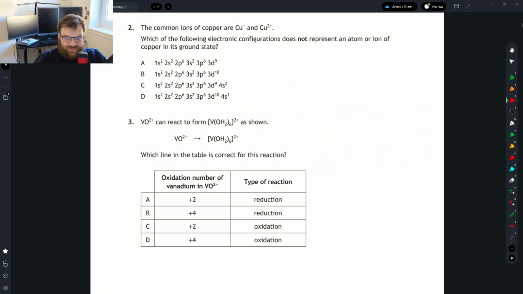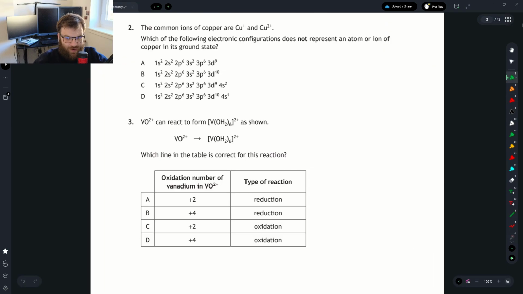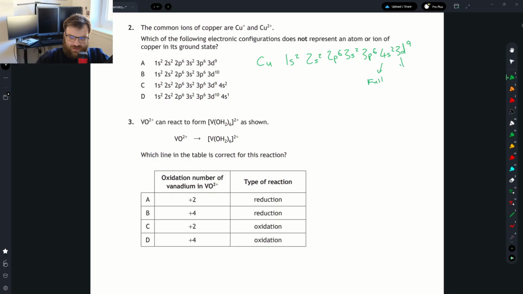Next one, we're asked about electronic configurations for the atoms and ions of copper. Data booklet tells us that copper has 29 electrons. First thing I would do is just write out what that arrangement would be for ground state copper. Now, following our trends, this would be what we would expect for copper. However, at this point here, we have a full orbital and then a nothing special orbital here because we get 9 filled out of the 10 potential spaces.